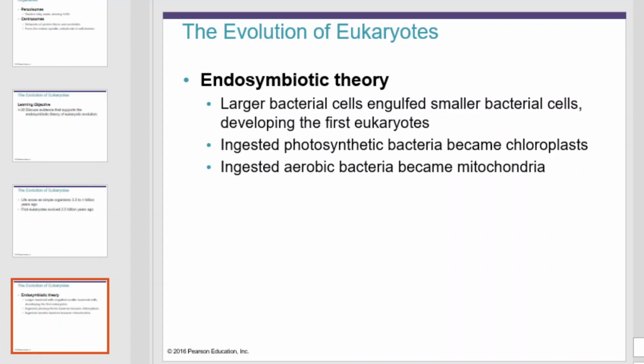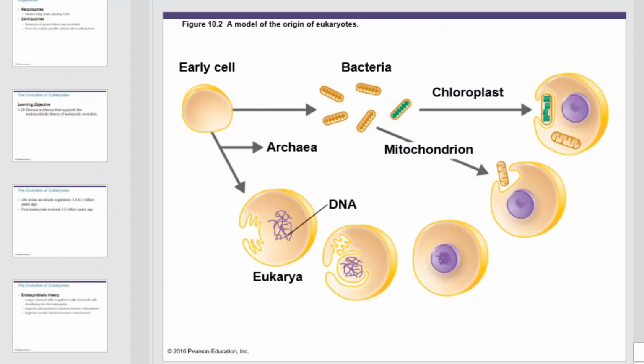So, large bacterial cells theoretically engulfed smaller bacterial cells to develop the first eukaryotic cells. If a cell ingested photosynthetic bacteria, the photosynthetic bacteria became chloroplasts, and those cells followed a plant or algal developmental line. If the cell ingested aerobic bacteria, those bacteria became mitochondria, and the cell then followed an animal developmental line. This is an illustration of what scientists think might have happened about 2.5 billion years ago. And this concludes our coverage of prokaryotes and eukaryotes.